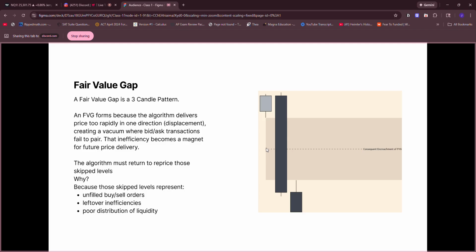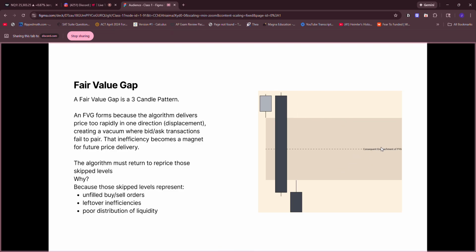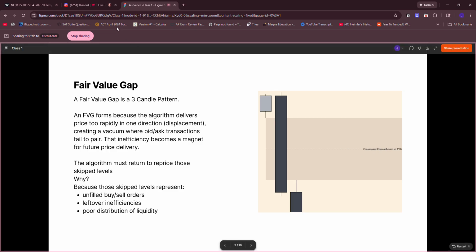do not want to see this encroachment. We do not want to see 50% of this fair value gap get traded into, because that shows intent to go lower, right? If price trades into the consequent encroachment, that does not mean the fair value gap is going to fail, but it definitely makes it less likely to hold and to be respected.